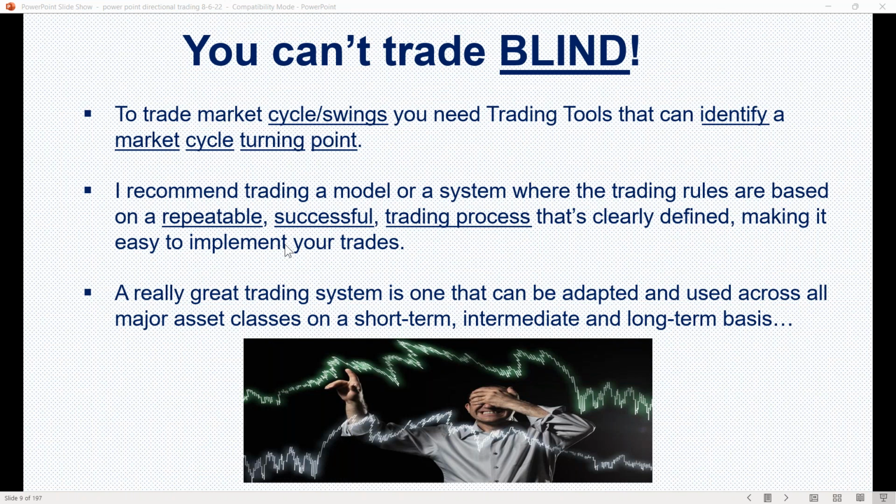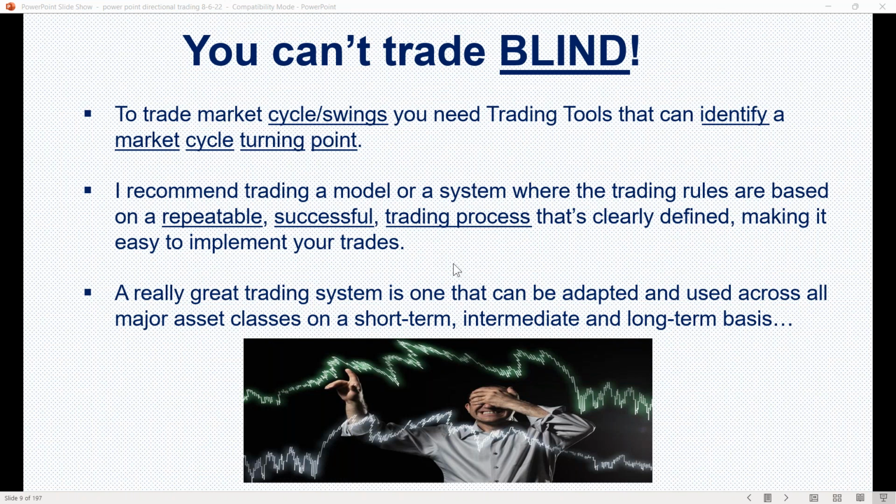So when you look at different trading systems, a really great trading system should be one that you can use and adapt across all major asset classes. So you could trade it for gold, silver, oil, gasoline, natural gas, ETFs, crude, stocks, foreign exchange, whatever. And you should be able to use the same system on any type of time frame, short term, intermediate, or long term. So that's the kind of model that I put together after years and years of trying different things, research, and spent a lot of money on different tools.